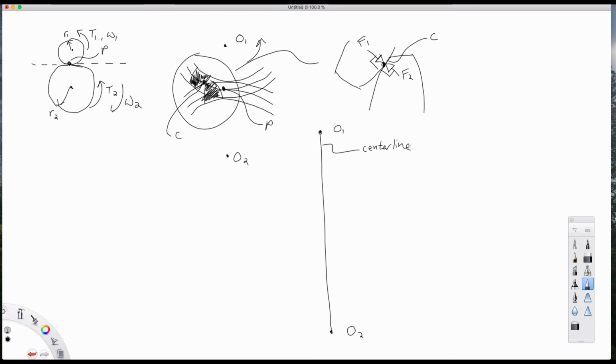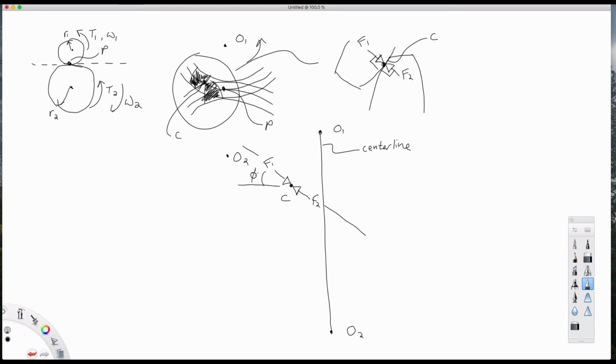Suppose here we're looking at the axes of rotation of both gear 1 and gear 2, and I've drawn the center line between these axes of rotation. Now I've drawn the point of contact C offset from the center line. I've also drawn the forces F1 and F2 and their directions that correspond to this gear position.